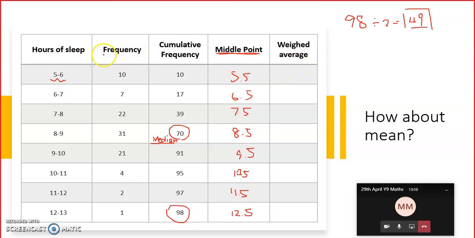We need to use two things. We need to use the frequency and we need to use the middle point. And we just basically multiply these two. So multiply the frequency by the middle point.